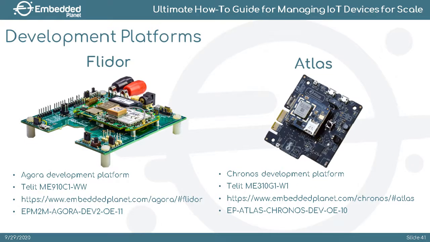From a development platform, on the left, we have Fleador. This is our Agora platform. And on the right is Atlas. This is our Kronos platform. Fairly easy to get up and running, start developing, as well as both of them you can take either the Agora or the Kronos off after you're done developing and plug it into your own system to do a POC. Both of them are orderable on our website, as you see the link right there.